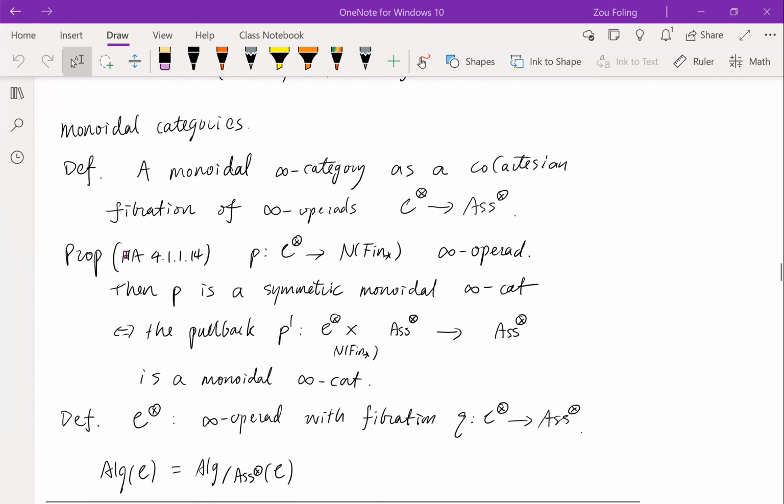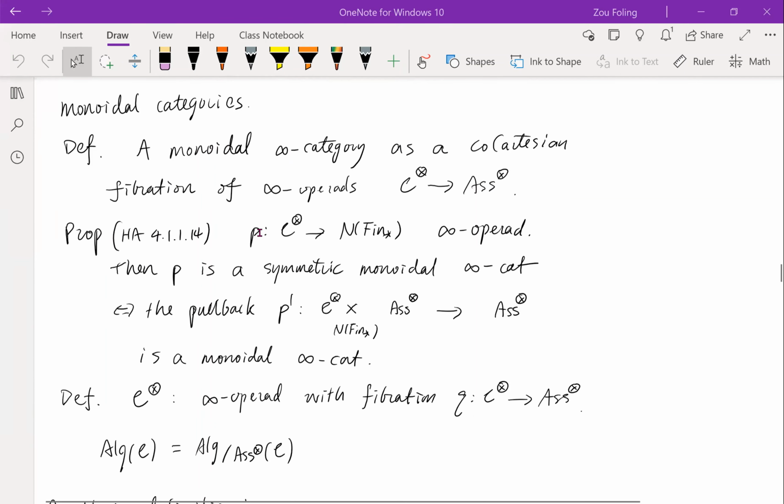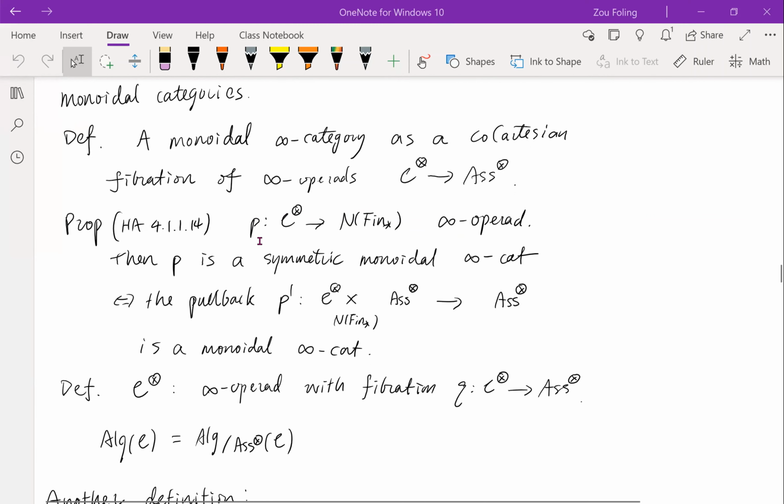Okay, and a proposition in higher algebra tells us that if you have a map of infinity operads and you want to tell when it is a symmetric monoidal infinity category, then you just need to check that its pullback to the associative tensor is a monoidal infinity category.